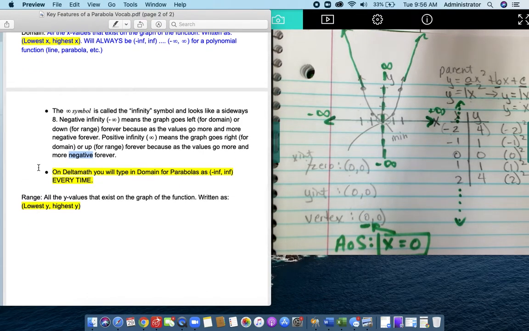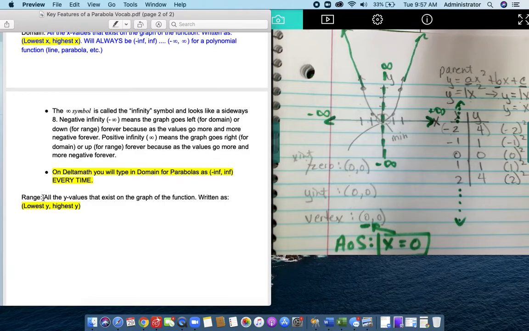So on Delta Math, again, every time you type in domain for parabolas, this is your answer every time. So with no spaces, this is what you're going to type in. So put a big circle around it in your notes so that when we do an example on Delta Math in a minute, you'll see that that's the correct answer.